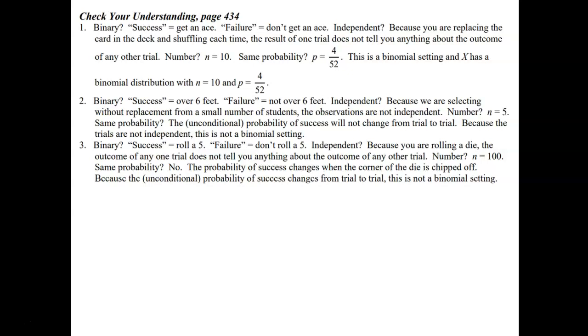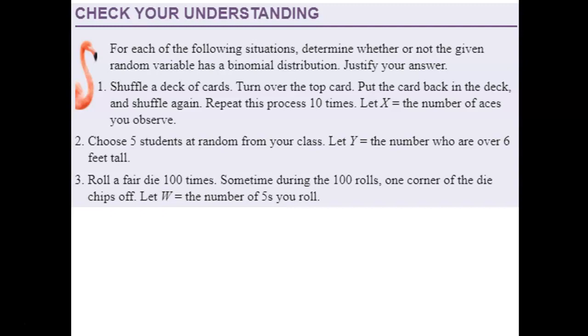The result of one trial does not tell you anything about the outcome of the other, so that's another way to think about independence. We do have a fixed number. It was 10. And each time we pull a card, we have the same probability of getting an ace, which is 4 out of 52. So with all that good stuff, this is a binomial setting. So the distribution would be an n of 10 and a probability of success of 4 over 52. Don't bother reducing or changing it to anything like a decimal. Just write down what you see for these. I'll be honest, we're going to be using our calculator a lot, and your calculator doesn't care if we reduce.